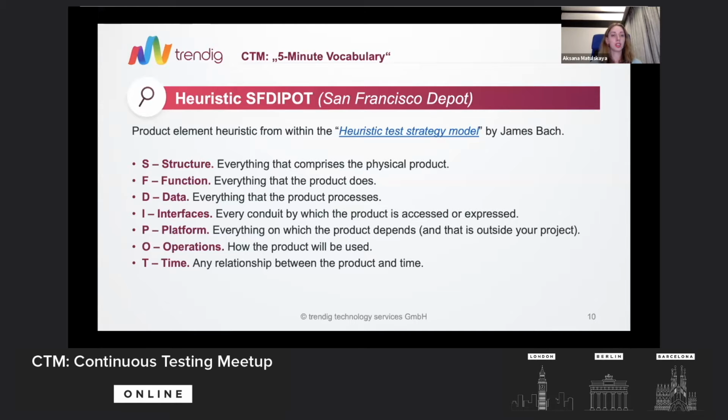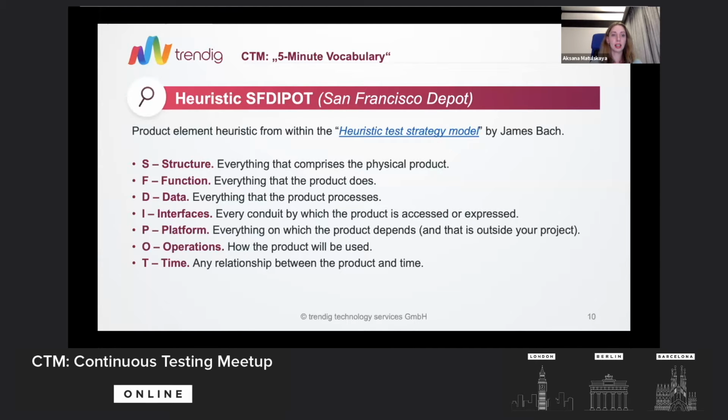So how can you actually use it? As I already told, you have two ways to use heuristics. In this case, you can, for example, create one test sheet for each aspect: one test sheet for the first exploratory testing session for structure, the next exploratory testing session for the next aspect, function, the next one interfaces, etc. So it is one way you can use it.